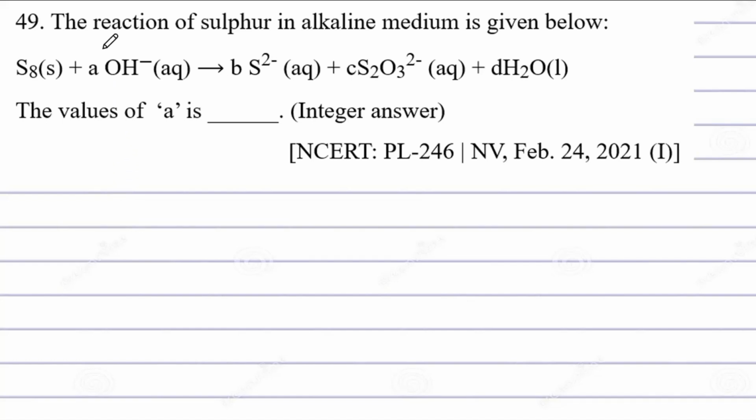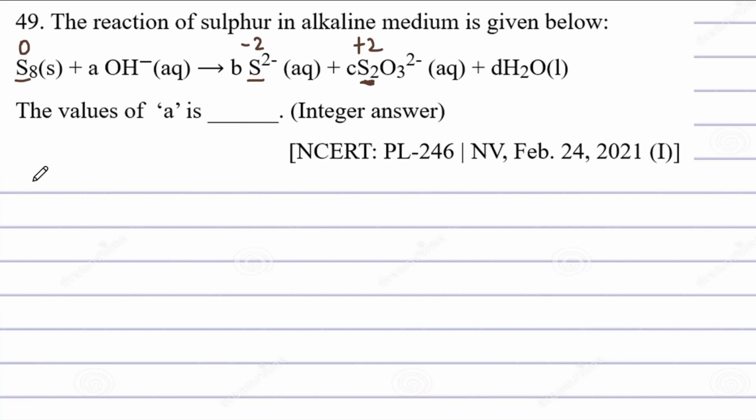The next question is, the reaction of sulfur in alkaline medium is given below. S8 plus A OH minus gives B S2 minus plus C S2O3 2 minus plus D H2O. Already I have explained the balancing of this equation. Let us see the half reactions separately. The elemental form of sulfur has the oxidation state of 0. In the product, S2 minus has the oxidation state of minus 2. In S2O3 2 minus, the oxidation state of sulfur is plus 2.